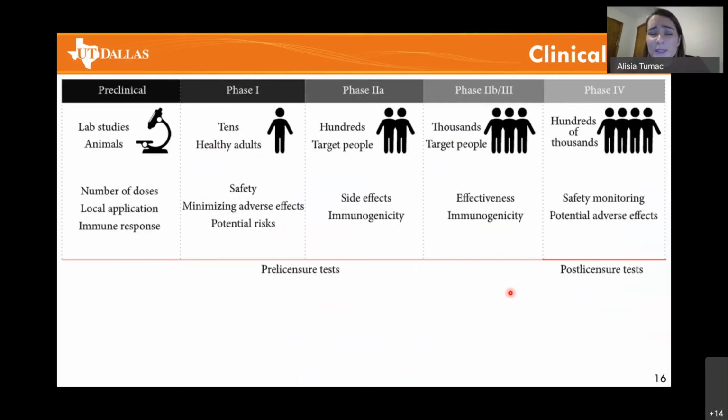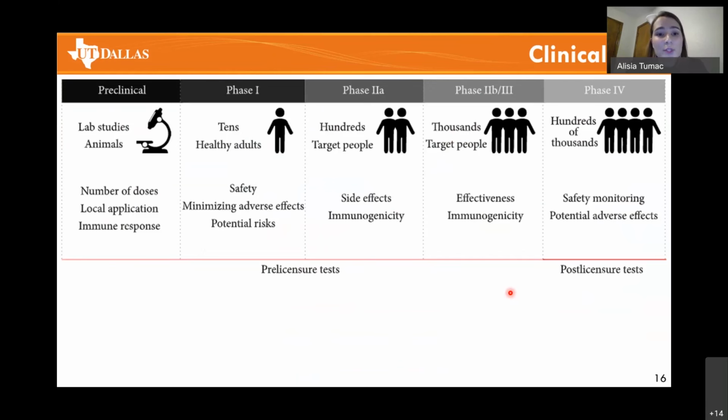will determine the site of injection needed, as well as what kind of immune response, type 1 or type 2 or both. Then once the preclinical trials are successful, you can introduce vaccines in phase 1 into tens of healthy adults. And this will monitor for adverse effects that I mentioned earlier in the presentation, the safety of vaccination, and the other potential risks.